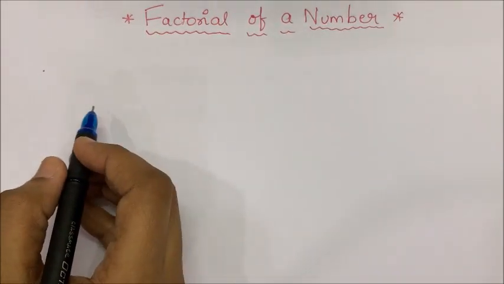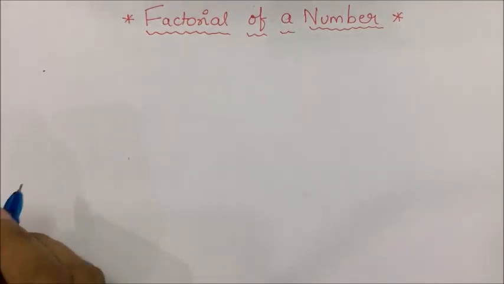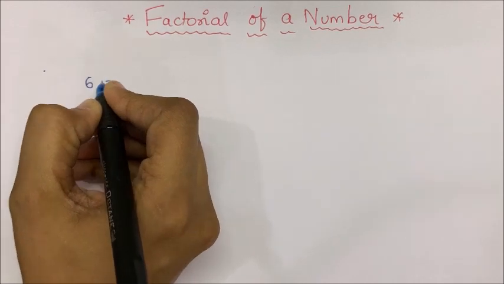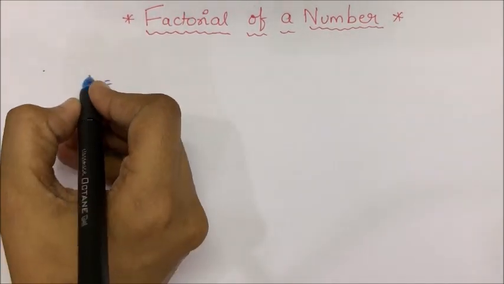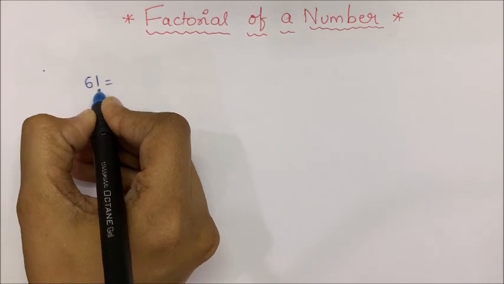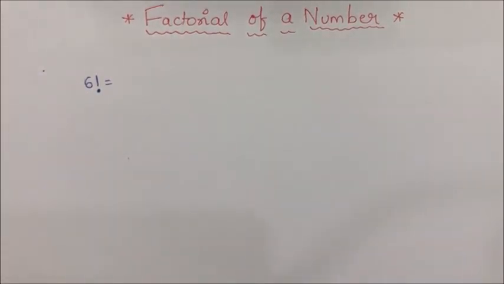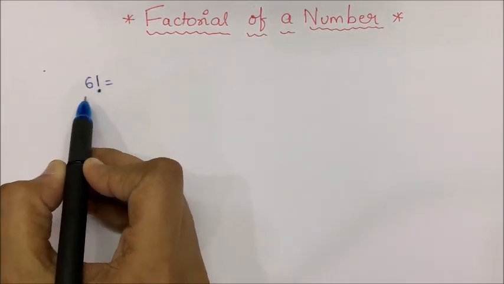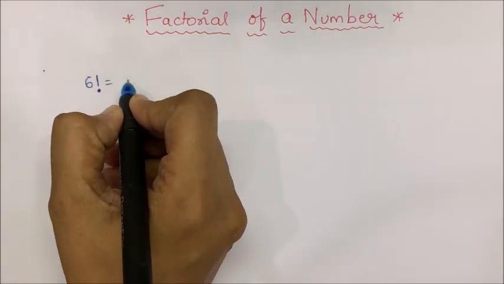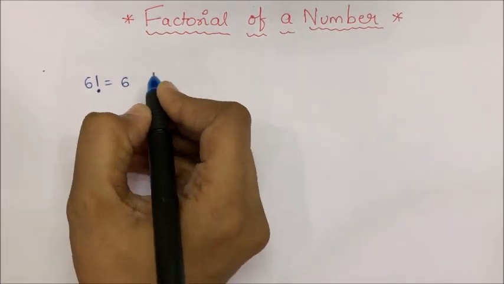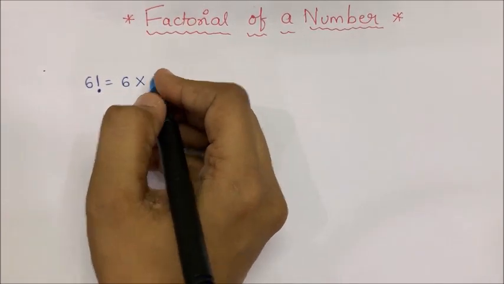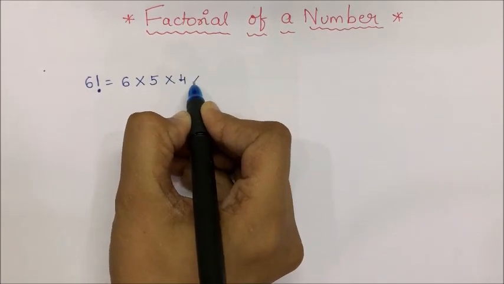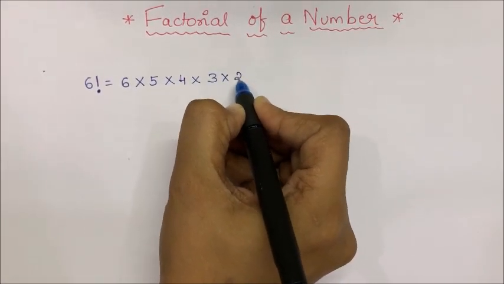So let us first find out the mathematical logic behind this factorial. For example, if you consider 6, the factorial is represented as the not function in C language or C++ language. In mathematics, it is represented as 6 factorial. So 6 factorial can be written like this: 6 into 5 into 4 into 3 into 2 into 1.